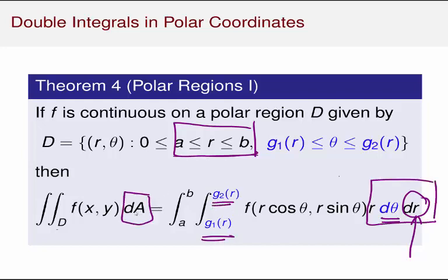As before, we're going to replace dA by r d theta dr. So again, do not forget the additional r in the conversion. And also, the function f of xy will be replaced by a function in terms of the polar coordinates, where we have replaced x by its corresponding expression, r cosine theta, and y by r sine theta. Alright, so this is the formula for computing a double integral over such a general polar region.